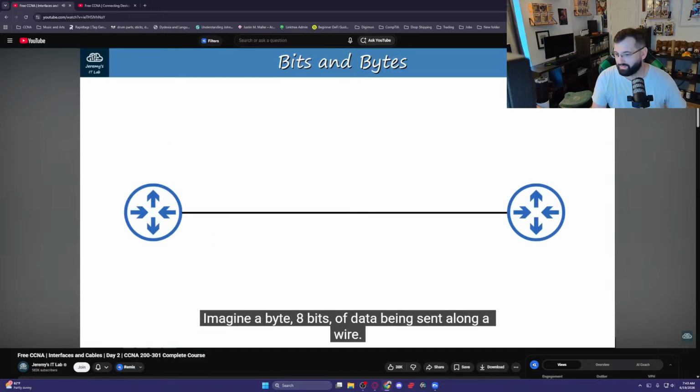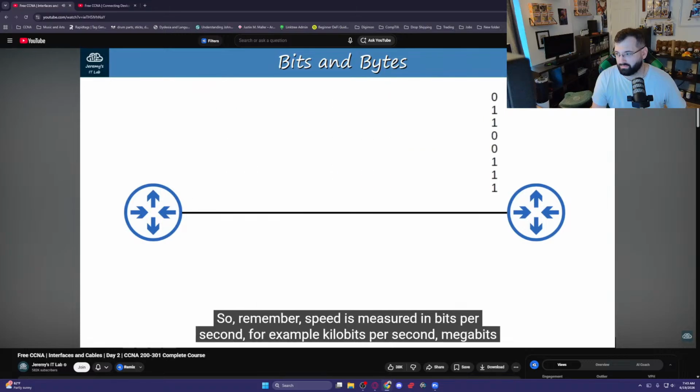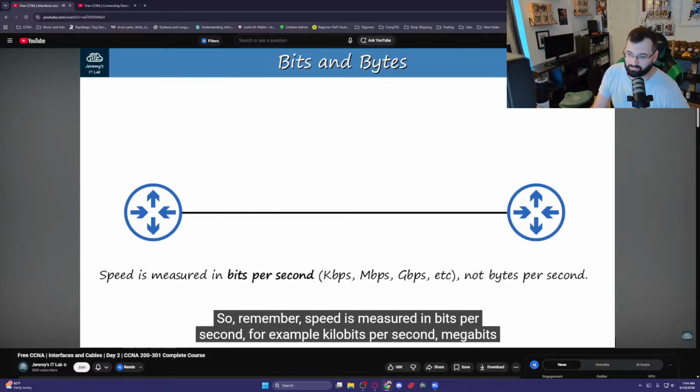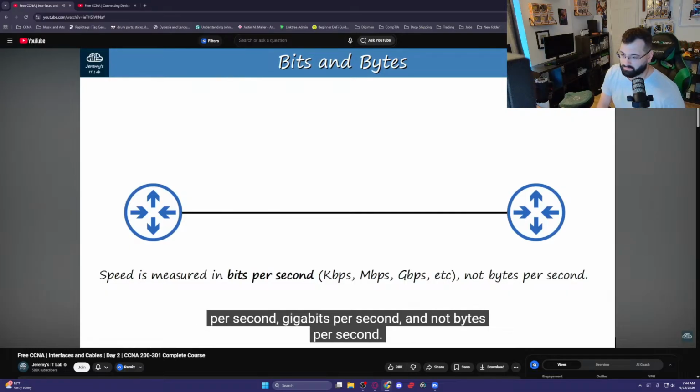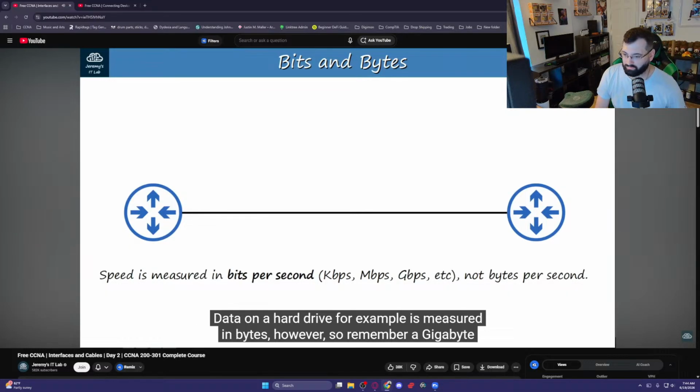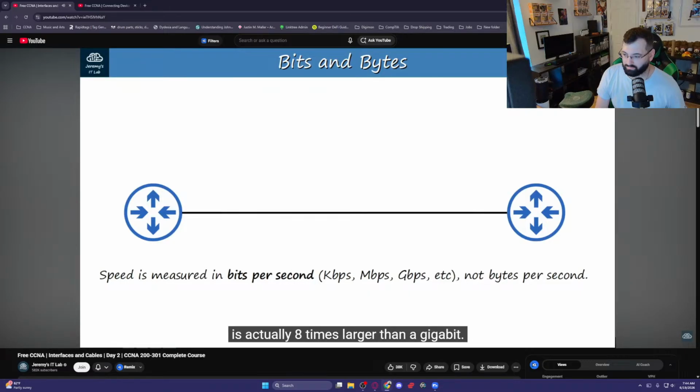Speed is measured in bits per second. Imagine a byte, 8 bits, of data being sent along a wire. It reaches the neighboring device 1 bit at a time like this. It doesn't operate 1 byte at a time like this. So remember, speed is measured in bits per second, for example, kilobits per second, megabits per second, gigabits per second, and not bytes per second. Data on a hard drive, for example, is measured in bytes, however. So remember, a gigabyte is actually 8 times larger than a gigabit.